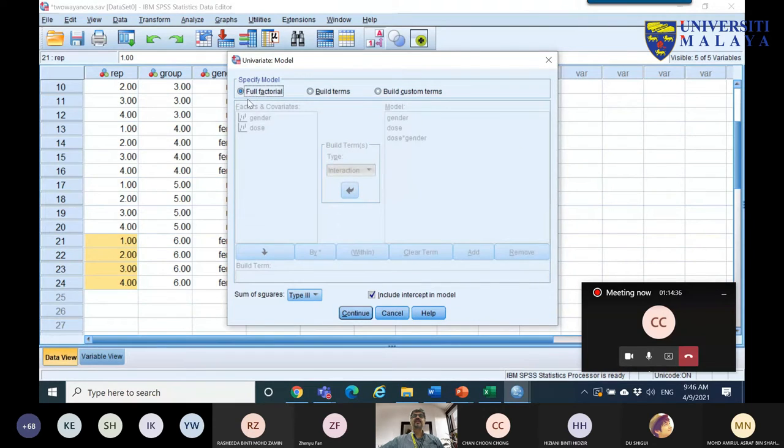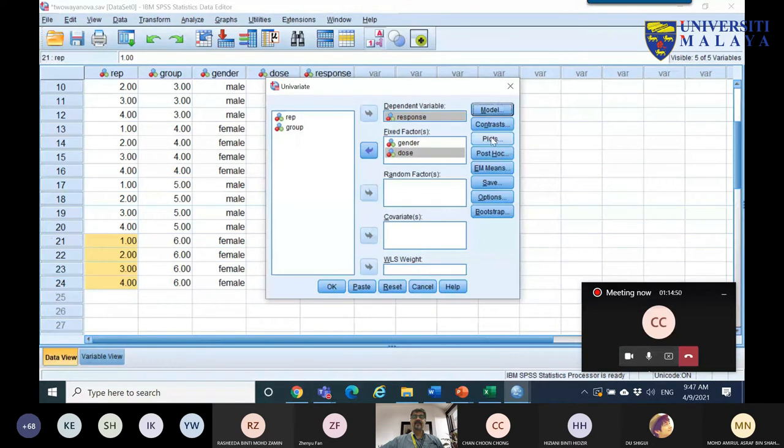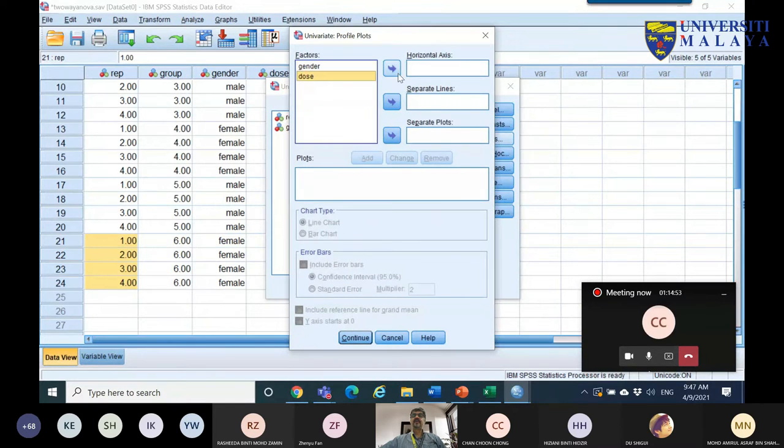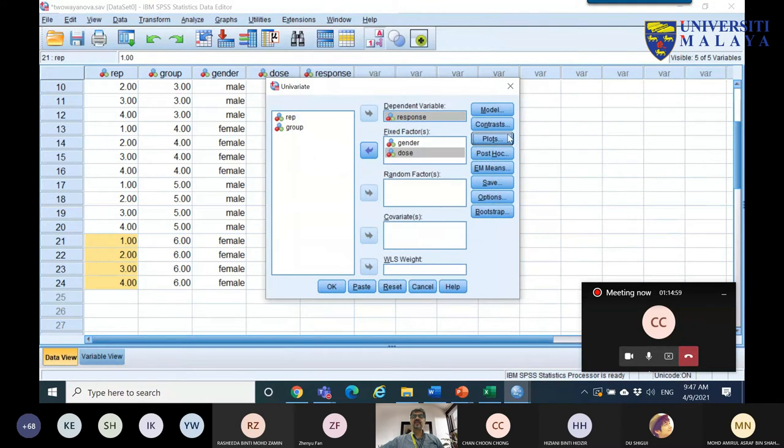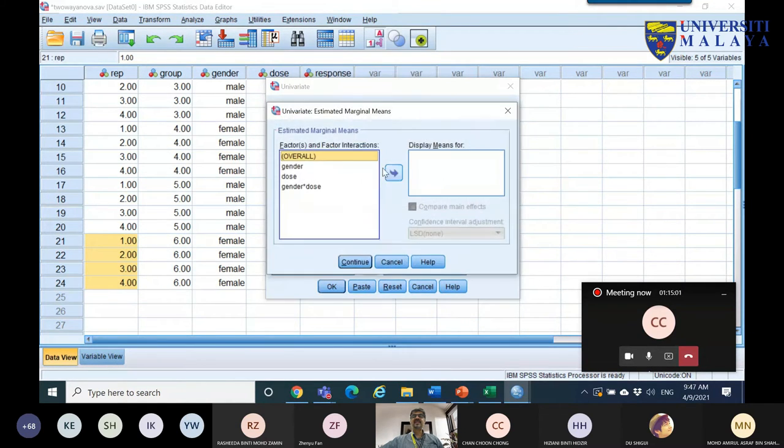Okay, I just skip it and I don't change it, but it is possible for you to build your own model. Remember, in SPSS, you are able to create your own models. So under plot, we put those in horizontal. It almost looks like the two-way repeated measure ANOVA, right? Continue, and then under EM means, I can put the effect of gender, effect of dose, and interaction.